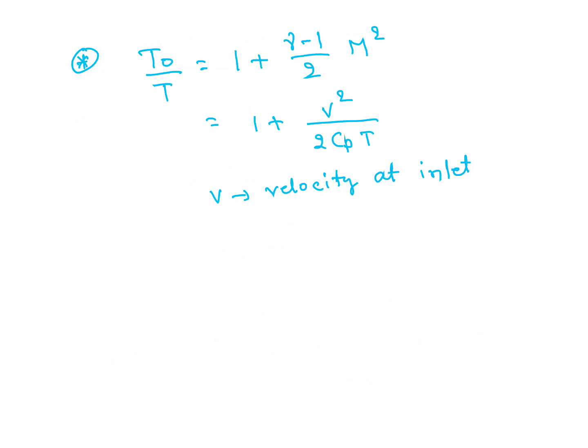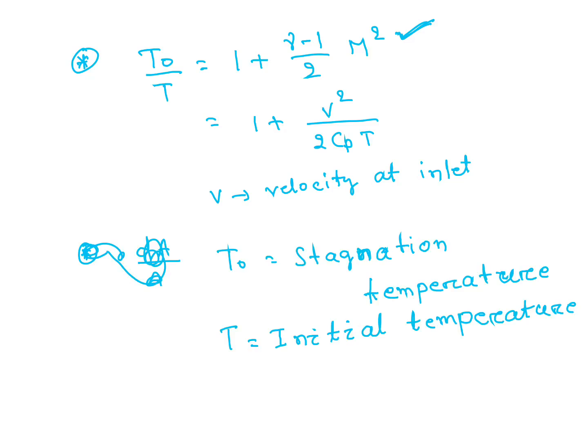Next formula for stagnation point: T0 by T equals 1 plus (gamma minus 1) by 2 into M square. One question they asked from this formula, already asked in ISRO, I think 2012 or 2013. This one I already solved in my previous video. You can check it in the Thermodynamics ISRO playlist. Here T0 is stagnation temperature and T is initial temperature.